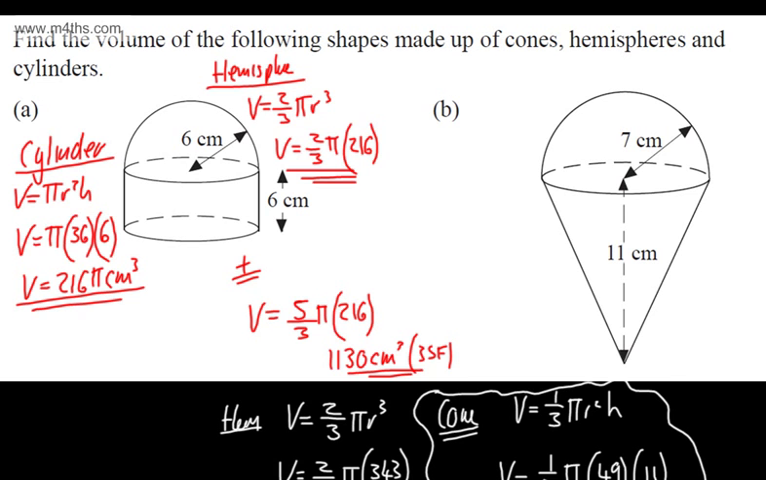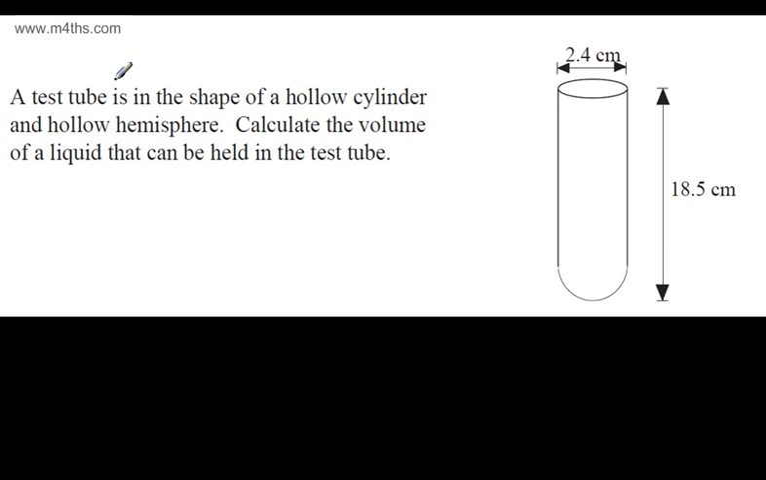Okay, let's do one more. Well, we've got a test tube. It's in the shape of a hollow cylinder and a hollow hemisphere. We're asked to calculate the volume of the liquid that can be held in the test tube. So this time we've got a diameter. We need to be a bit careful here. So if we've got a diameter, our radius is going to be half of that. We've also got this scenario right here, and this is 18.5. Now that's the whole length.